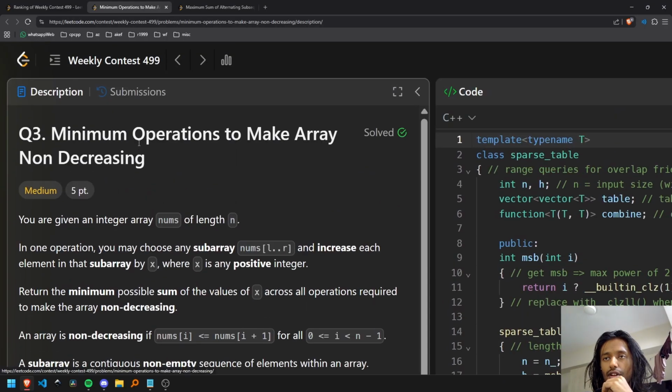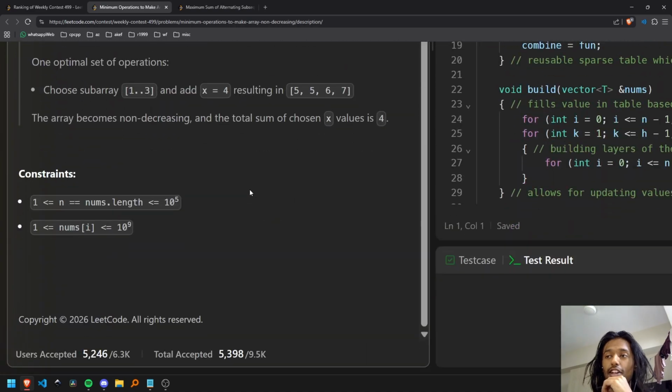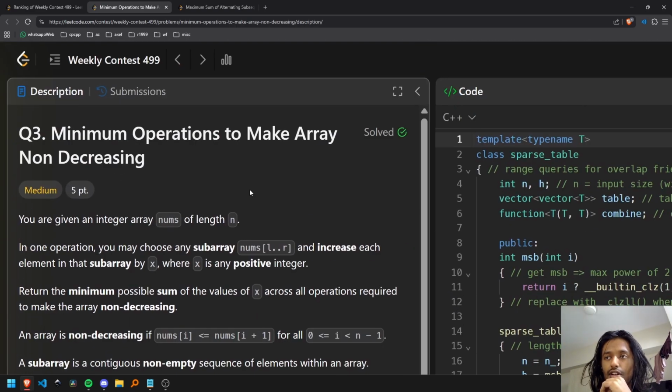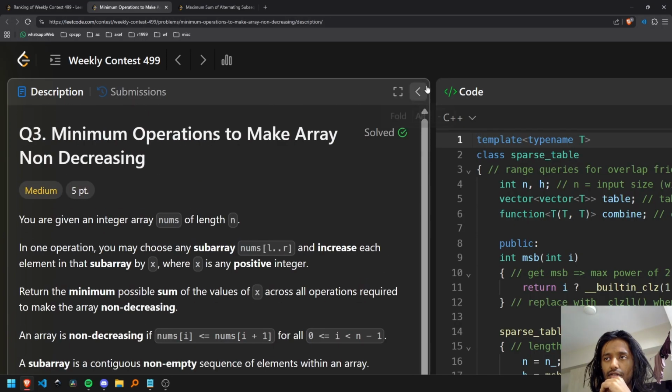Q3 was fairly straightforward as well. Sorry, my bad. It wasn't straightforward. At least my implementation wasn't straightforward. There is probably another solution which I'll hint at, but yeah.